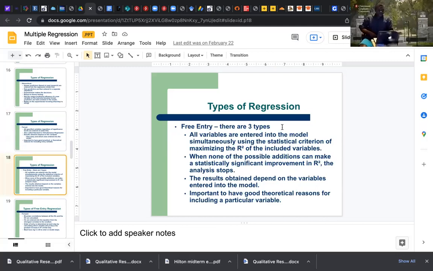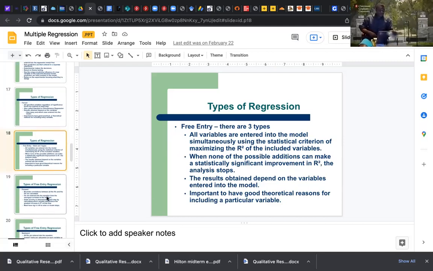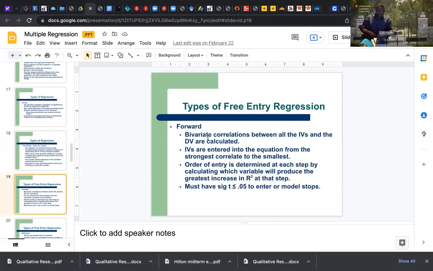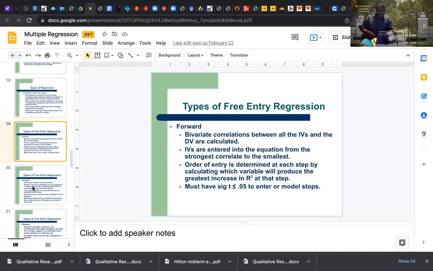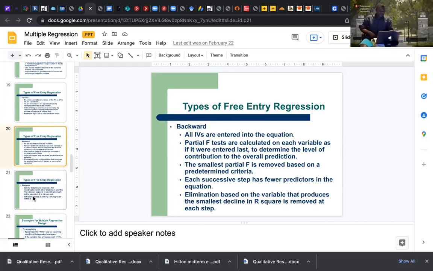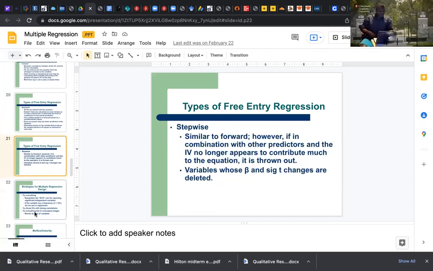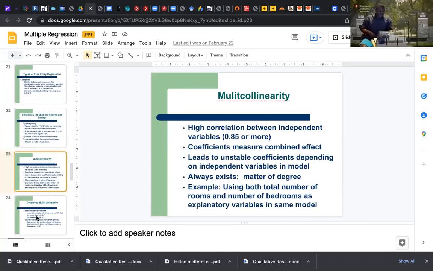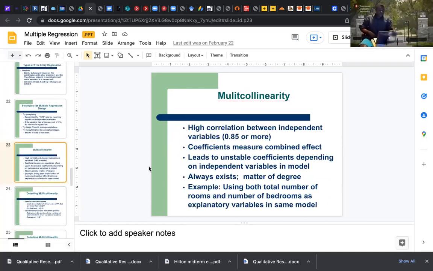Types of regression: we have free entry, where all variables are entered into the model simultaneously. When no further additions can make a statistically significant improvement in R, the analysis stops. So there is free entry, and then forward, and you can read up on the rest. We also have backward and stepwise, which try everything. Then multicollinearity. Multicollinearity has to do with the relationship between the independent variables.